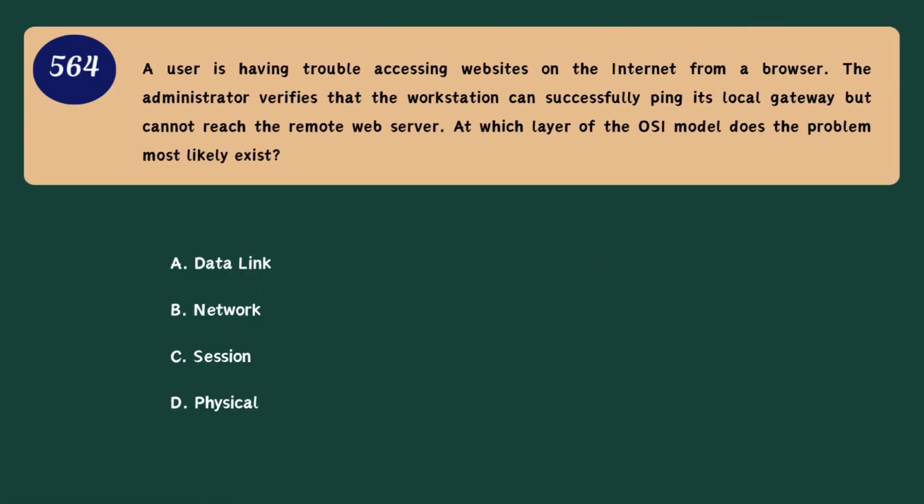Question 564. A user is having trouble accessing websites on the internet from a browser. The administrator verifies that the workstation can successfully ping its local gateway but cannot reach the remote web server. At which layer of the OSI model does the problem most likely exist? A. Data link. B. Network. C. Session. D. Physical.